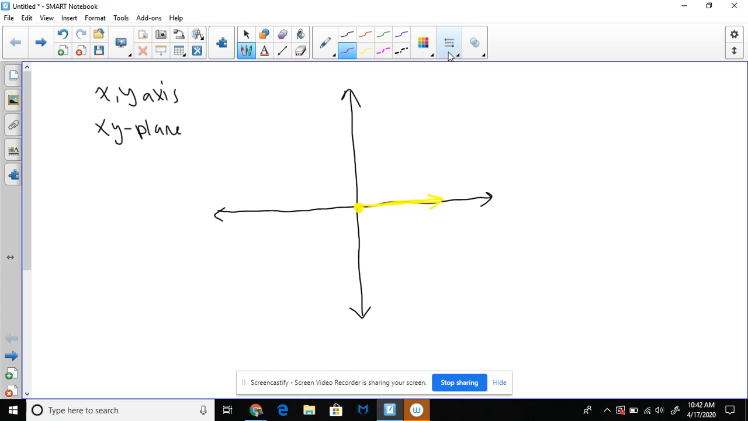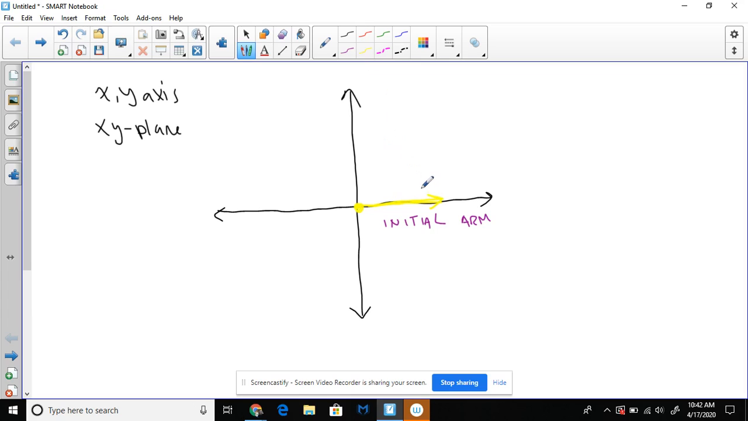This here we call the initial arm. What happens is that we now want to spin this arm around the x-axis, and how many times can it spin? Well, it can spin forever if we wanted to really talk about it.